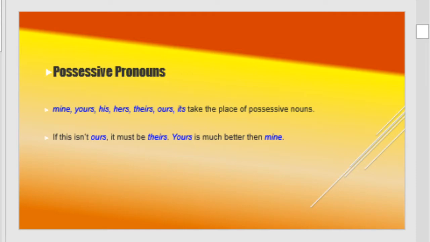So if you notice, there's a wrong spelling. It should be done. Okay, so let's take a look at this. If this isn't ours, so ours means you own it, you're part of it, it must be theirs, so other people. Yours is much better than mine. So that shows ownership. The word possession or possessive shows ownership. Okay, so don't forget that one.